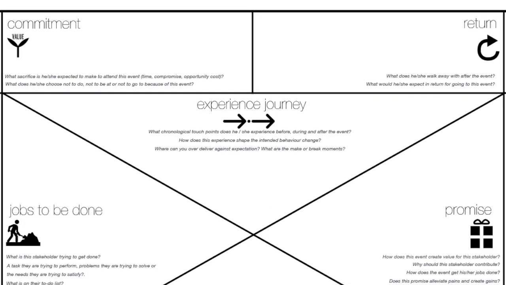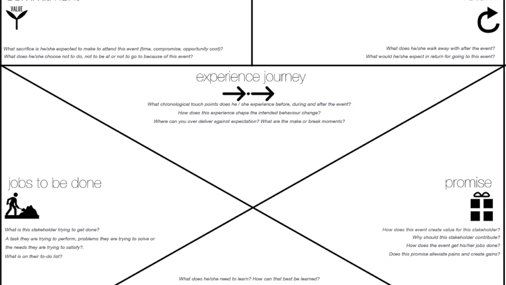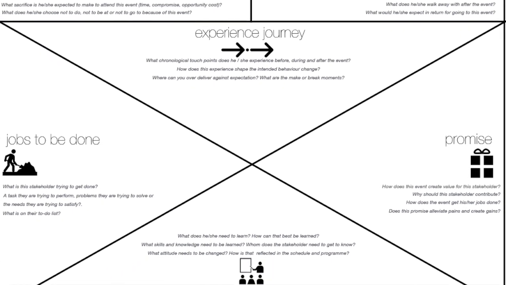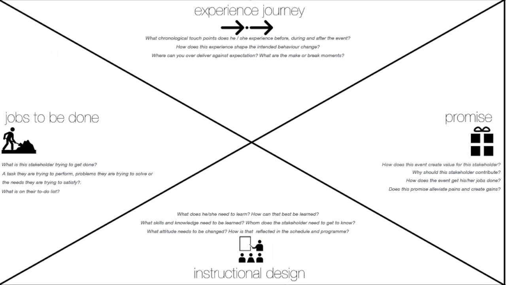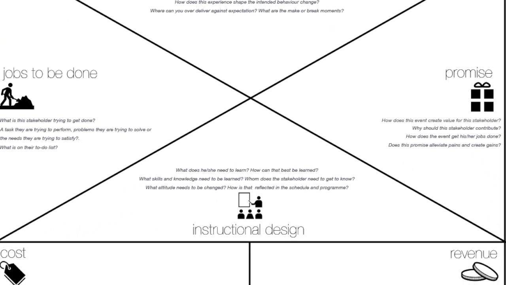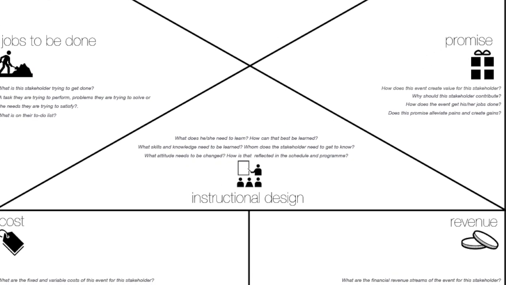Then you have the frame of the design. This is, on the top part, the soft elements are the commitment. What does somebody commit to in time, for instance, or an opportunity cost to go to this event? What do they expect in return for going to this event? Then what are some of the costs, like fixed and variable costs that they have for going to this event? And what are the potential revenues when they do contribute or participate to this event? And this could be different for different stakeholders.